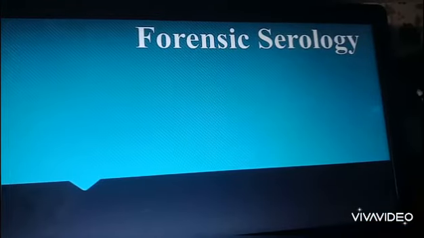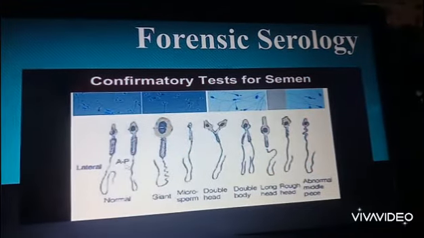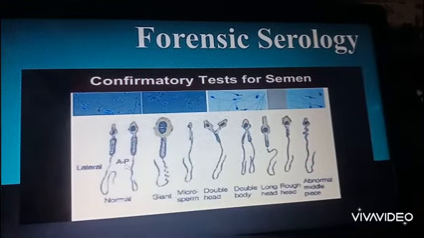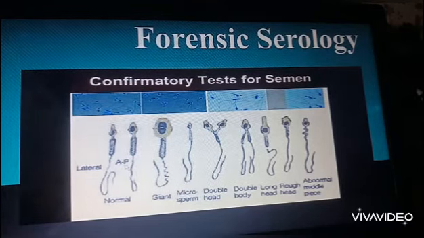The second to the last is forensic serology. Forensic serology is the detection, classification, and study of various bodily fluids such as blood, semen, feces, and perspiration, and their relationship to a crime scene. A forensic serologist may also be involved in DNA analysis and bloodstain pattern analysis.